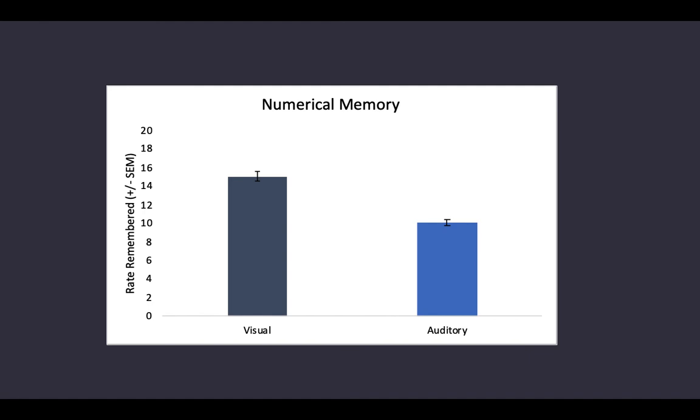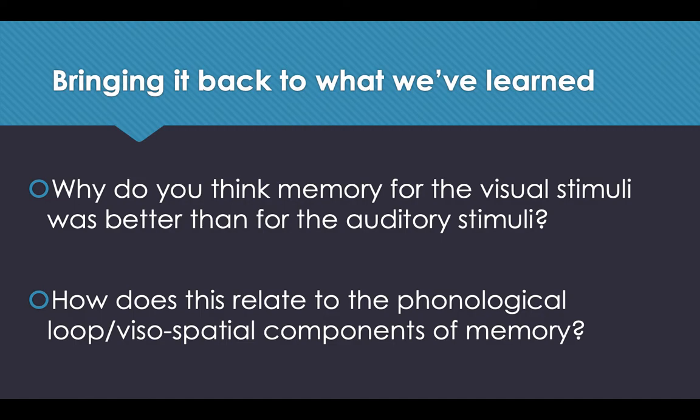Was this what you expected? Did you think seeing or hearing would be more easily recalled by participants or by yourself? So bringing it back to what we've learned, why do you think memory for the visual stimuli was better than for the auditory stimuli? Why do you think the visual stimuli was more easily or correctly remembered than auditory information?